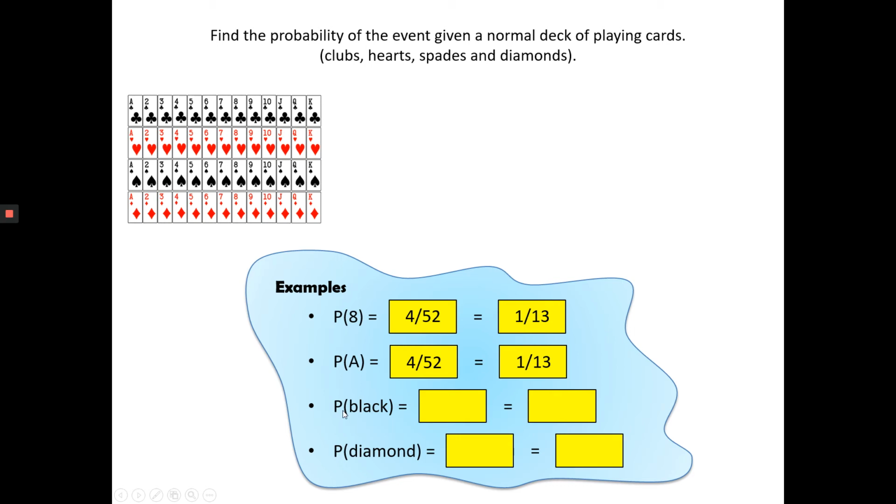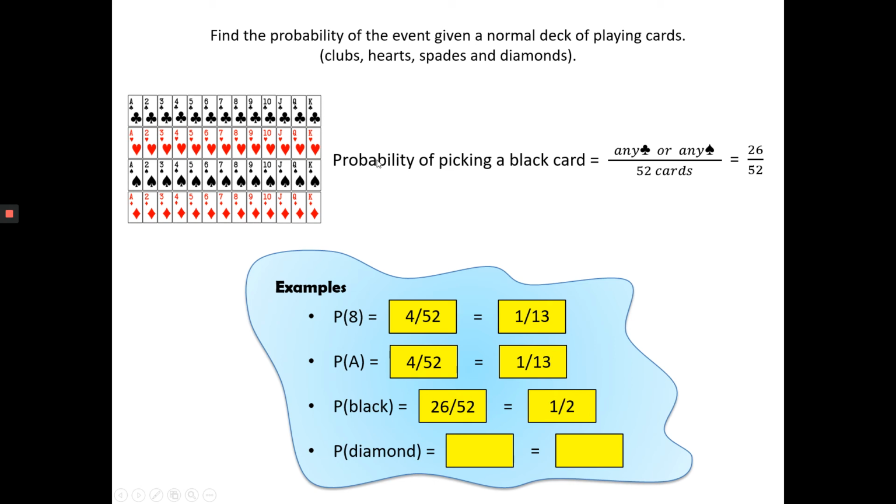All right, now there's only 2 colors in a deck of cards. There's black and there's red. So what's the probability of us pulling a black card out of the deck? Well, out of the 52, any clubs or any spades are going to be the black cards. So there's 13 cards here and there's 13 cards here. So the probability of pulling a black card out of the deck is going to be 26 out of 52. So 26 out of 52 is going to simplify to 1/2. The probability of pulling a black card out of a deck of cards is a 1/2 probability. You've got a 50-50 shot.